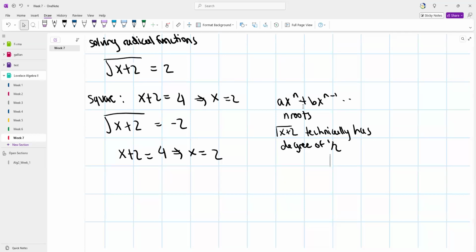And wouldn't that mean you have 2 times n roots if you square this? And in this case, we are squaring the square root of x plus 2. So we're going from degree 1 over 2 to degree 1. And that means that we're bound to have some extraneous solutions, like extra solutions. This is the reason why we have to plug in our solution at the very end.